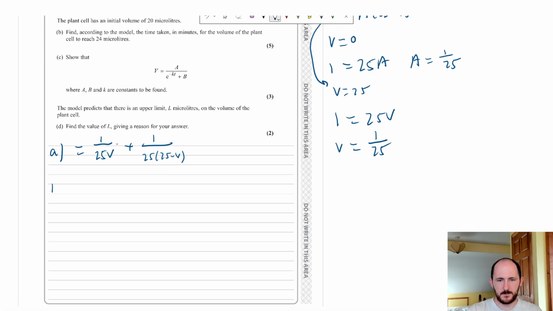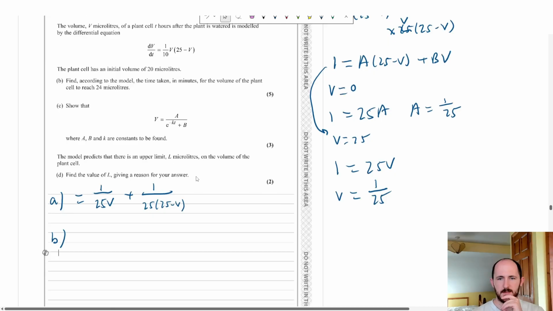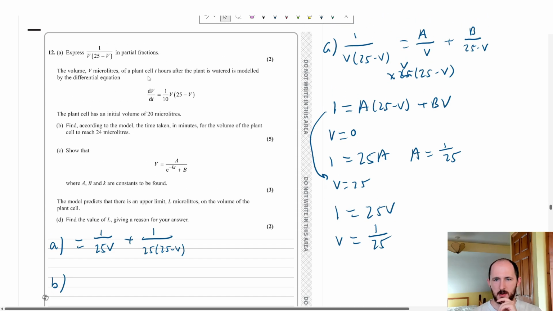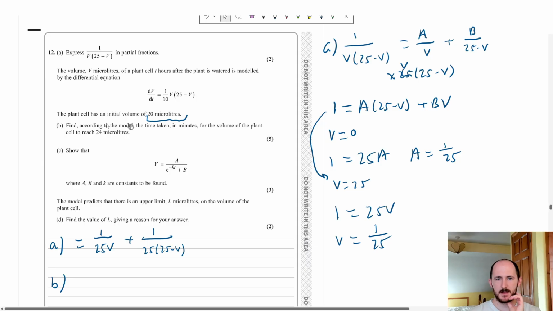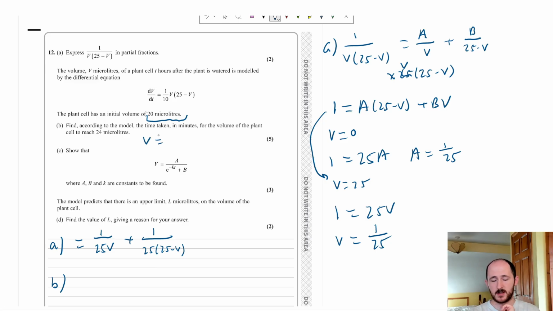Now for part B, they give us that the volume in microliters of a plant cell, after it's been watered, is modelled by this differential equation. The plant cell has an initial volume of 20 microliters. Find, according to the model, the time taken in minutes for the volume of the plant to reach 24 microliters. In order to find that, we're going to have to find out what v is, which means we are integrating this. We're solving the differential equation. Yay! This is going to be interesting, isn't it?